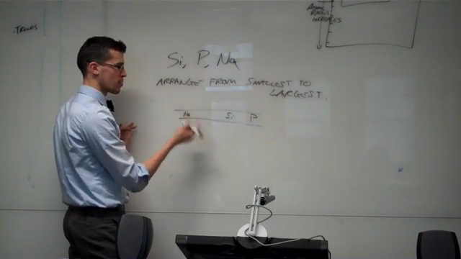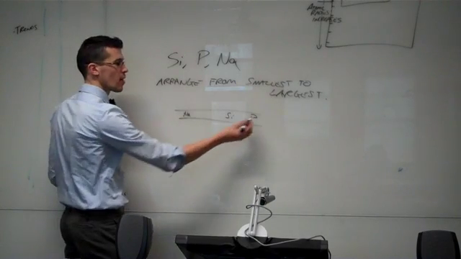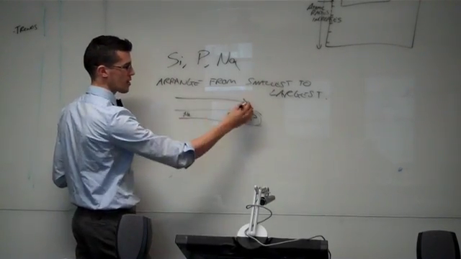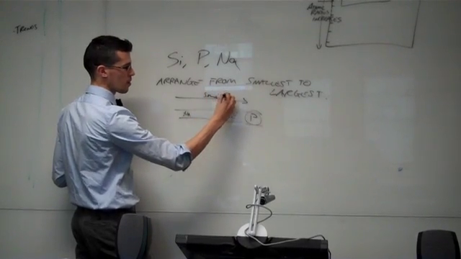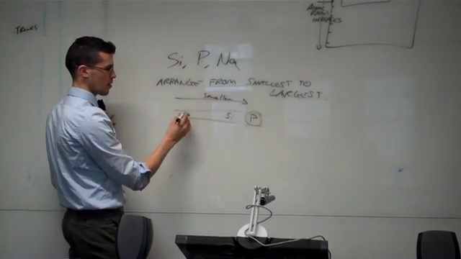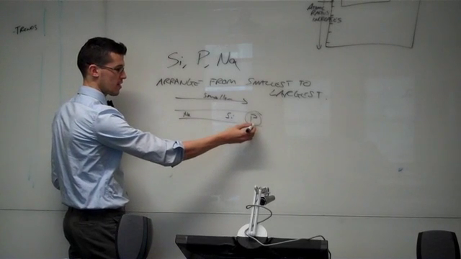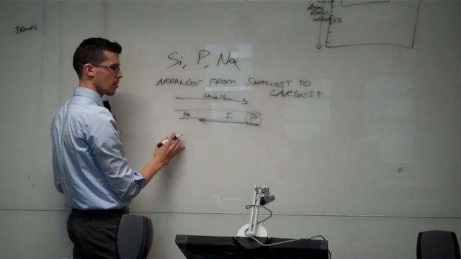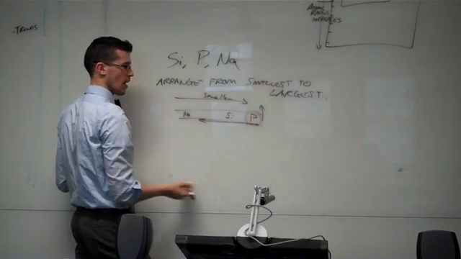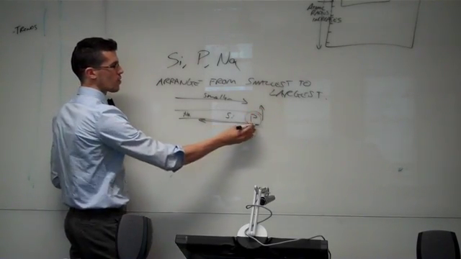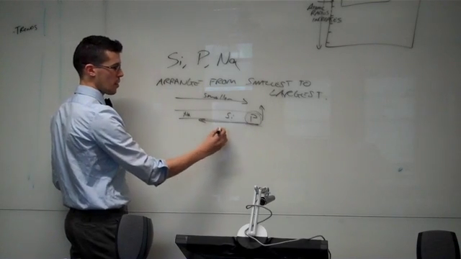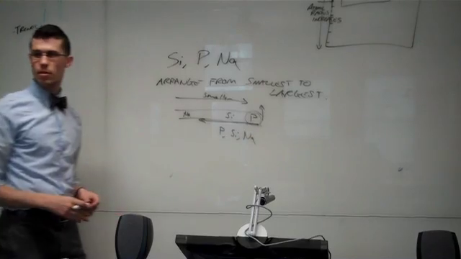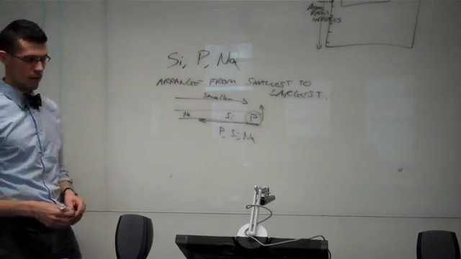So which one is the smallest? Let me ask you that. Phosphorus. This is the smallest, yes, because as you go across the periodic table, it gets smaller. And then as you go up, it gets smaller. As you go down, it gets bigger. So if you're going to rank these from smallest to largest, it would be phosphorus, silicon, sodium. Okay, that's it.